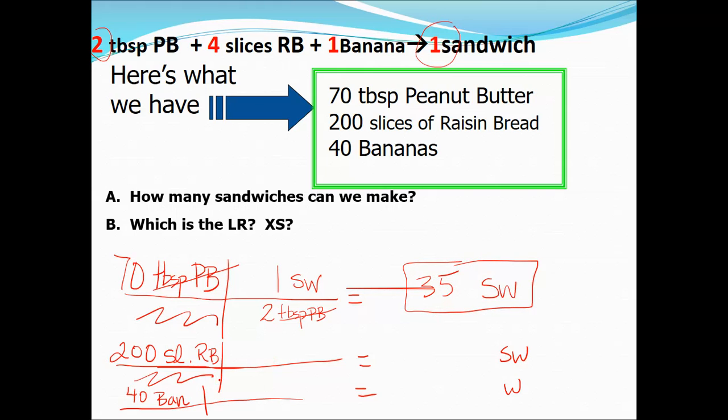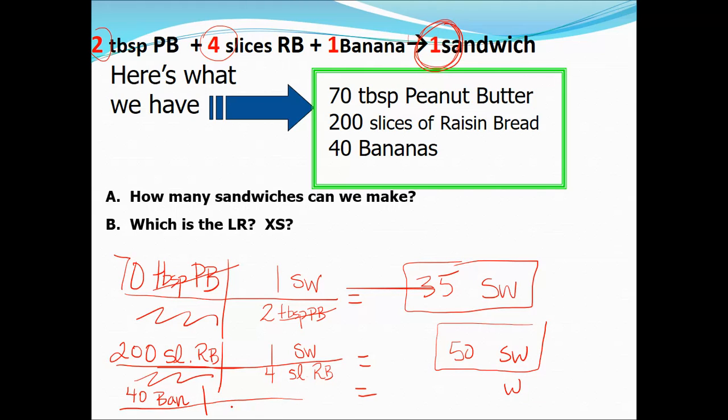Well, let's see how much we can make with the bread that I've purchased. So I'm going to put slices of raisin bread on bottom, and sandwiches on top. To make one sandwich, I need 4 slices of bread because I'm going to make a double-decker sandwich, okay? So 4 slices of raisin bread will make 1 completed sandwich. So 200 divided by 4 gives me 50 sandwiches I could make with all of my bread. If I used every slice of bread up, I would have made 50 sandwiches.